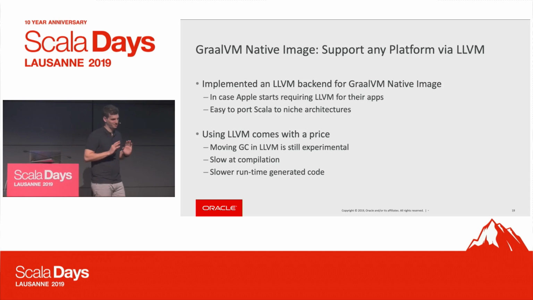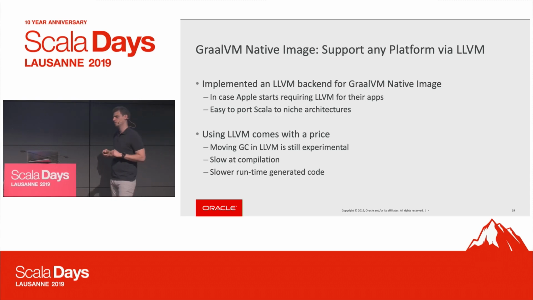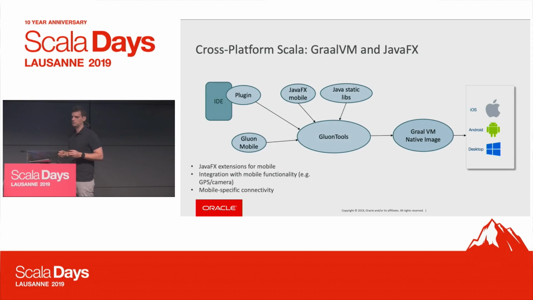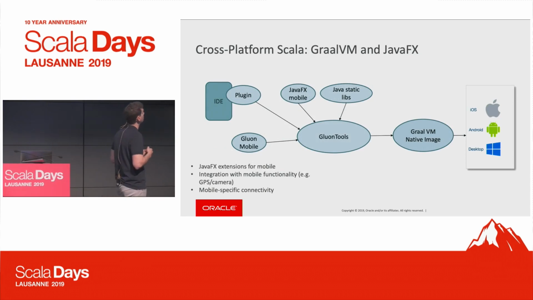This is not done yet. Moving GC in LLVM is still experimental, so I'll keep you posted, right? When it's done, when we know exactly what the story is, we'll write a blog post about it and talk about it. So now let's see what this cross-platform Scala and Java, of course, it's the same platform, will look like. Right, so we talked about GraalVM native image.